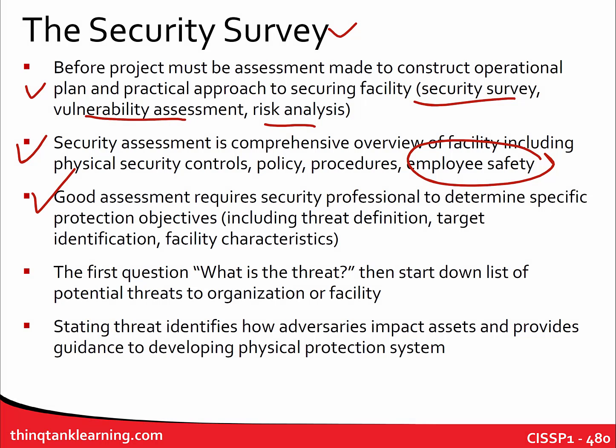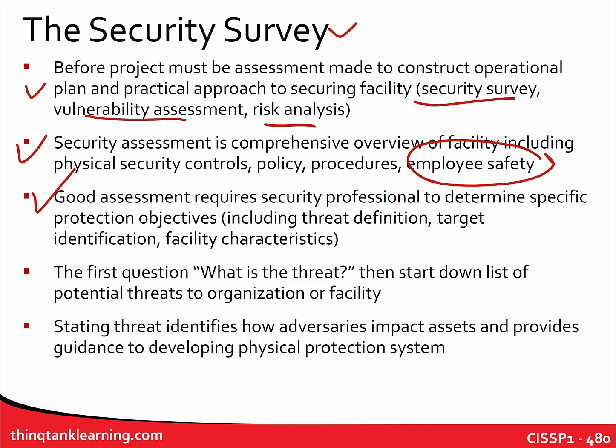A good assessment requires that the security professional has to determine specific protection objectives, including what are the threats that might exist, who are the targets, and what are the characteristics of the facility that would facilitate those types of threat vectors, right? This is no different than any type of risk assessment or risk analysis that we've done in the past. Identify the assets, right? Those are our target identifications in this particular case. Identify the characteristics of those assets. In this case, those characteristics might include strengths and weaknesses, vulnerabilities and protection mechanisms.